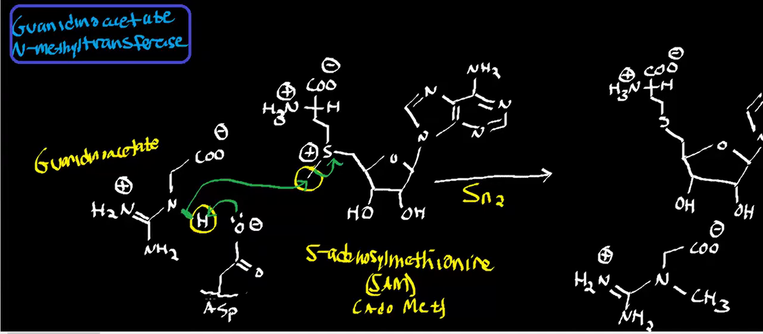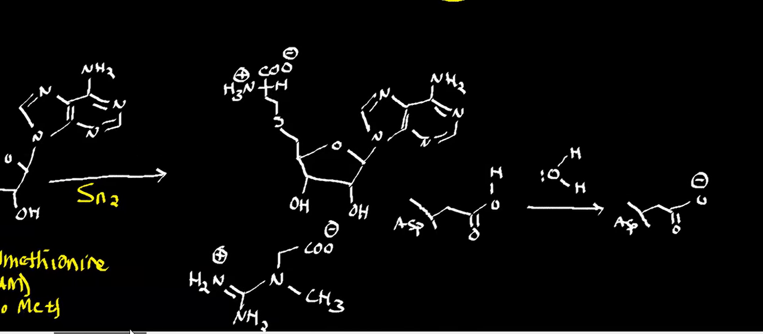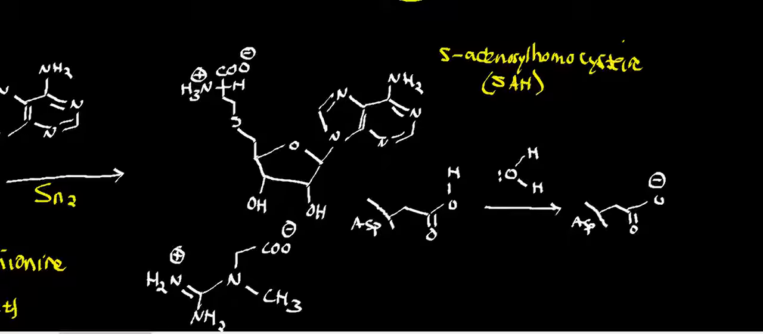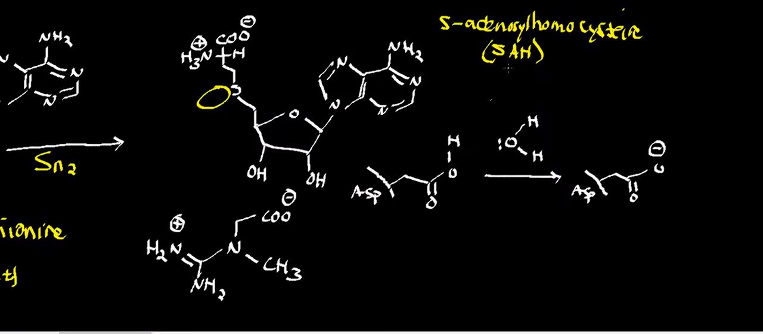Now, what's important to realize about S-adenosylmethionine is that when you attack that methyl group and you get loss of a leaving group, your leaving group is always this guy right here. This molecule is called S-adenosylhomocysteine. You'll also see this molecule abbreviated SAH. That stands for S-adenosylhomocysteine. Notice how right here the methyl group is gone. It got transferred onto guanidinoacetate. So this molecule right here, this is creatine.